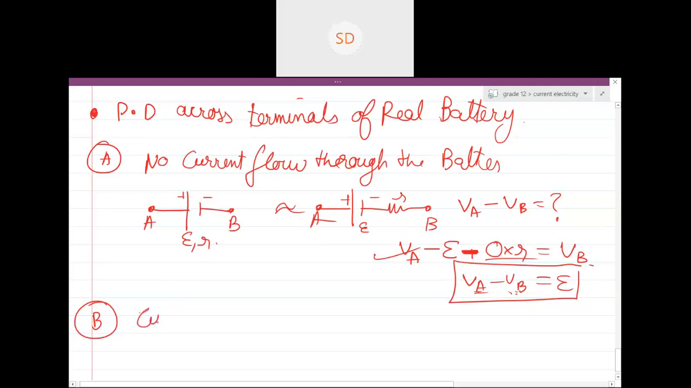Now let's say when current flows. Sir, can you explain it again? We started from VA, from point A. Then we encountered a battery, positive terminal we are entering, hence minus E. Then we encountered this resistance through which the current was 0, hence 0 into R. And then finally we reached point B, so hence VB. And then we rearrange the equation. Okay? Okay, sir.